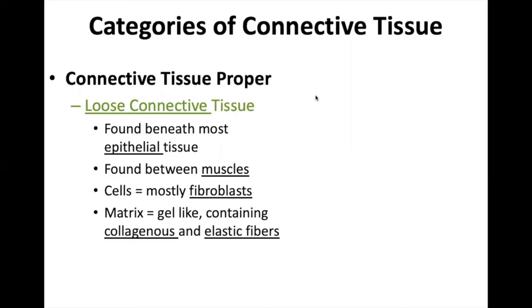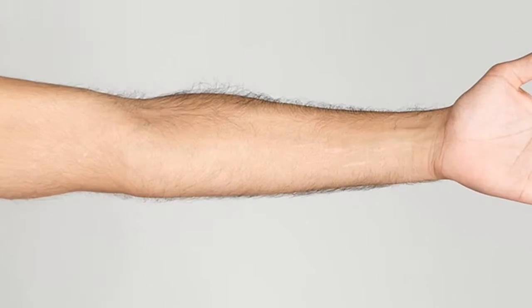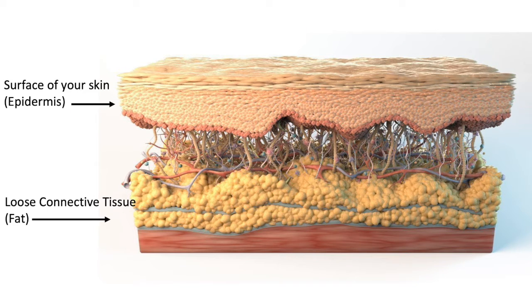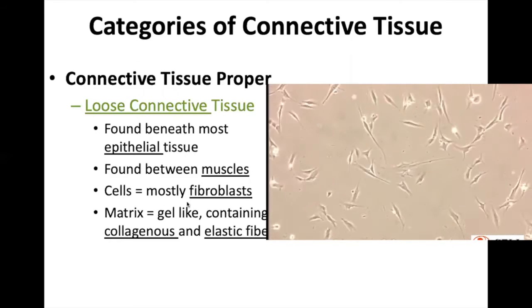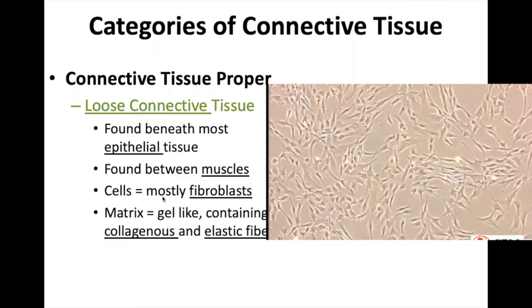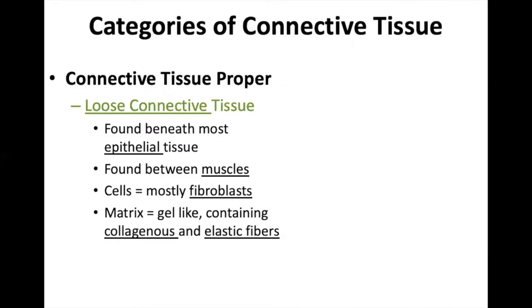And we're gonna have a couple kinds of connective tissue proper, right? The regular connective tissue. We have loose connective tissue, we're gonna have dense connective tissue. Loose connective tissue is gonna be found beneath most epithelial tissue, found between muscles, anywhere where we need a lot of flexibility. You're gonna see a lot of fibroblasts in that area because you're being held down by those fibers, and the matrix that's gluing everything together is going to be very gel-like, containing a lot of collagenous and elastic fibers all kind of mixed together.